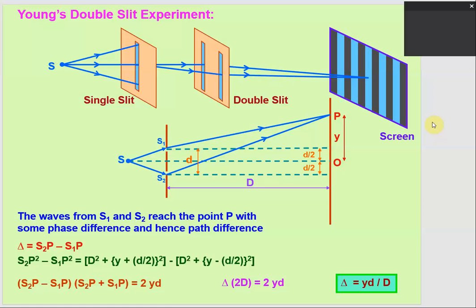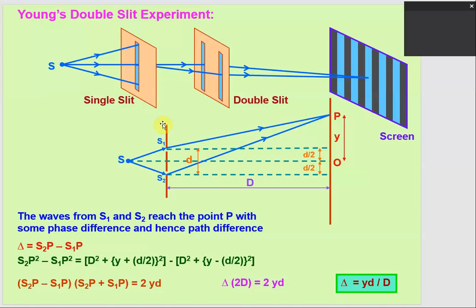Now we will discuss how to derive the formula to find the width of these dark and bright fringes, right? For finding the width of the dark and bright fringes produced due to the interference of two or more light waves, we start with this experimental setup. This experimental setup is called Young's double slit experiment.